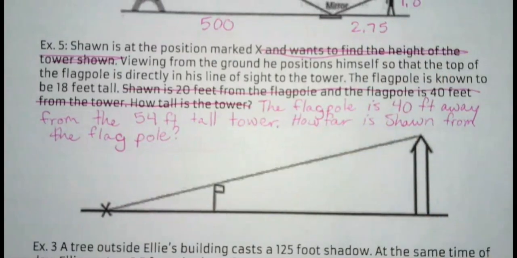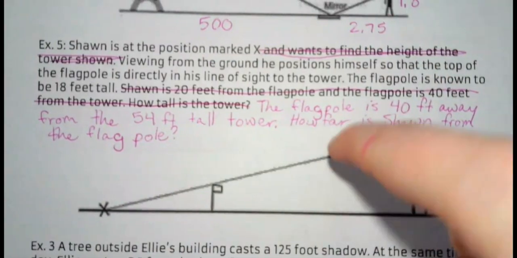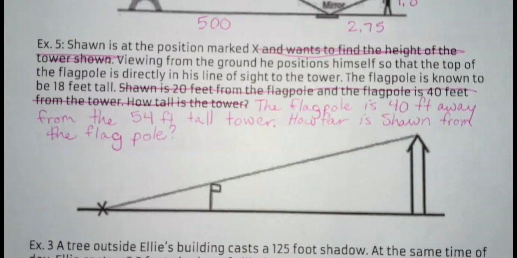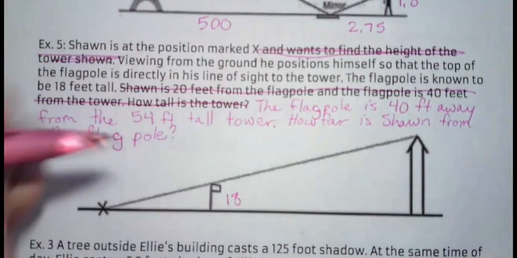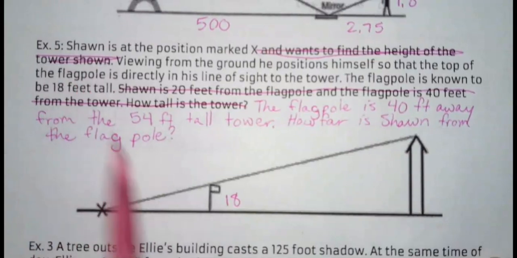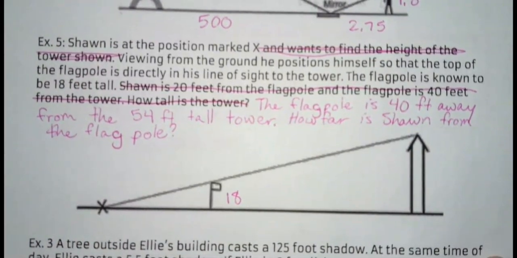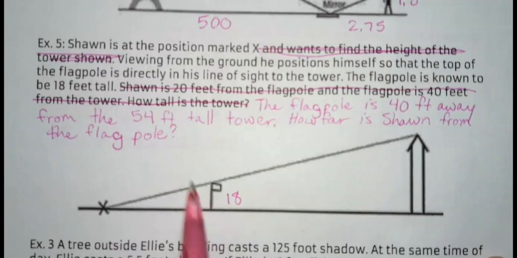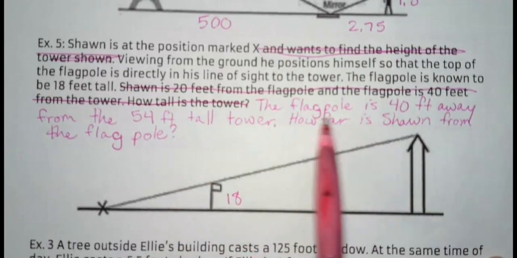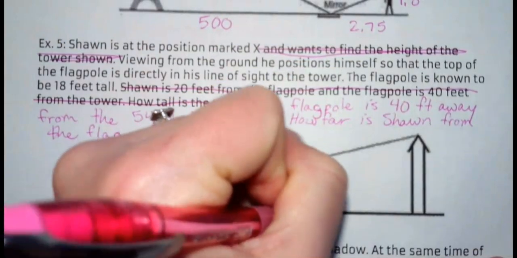All right, if you're watching this video, pause the video right now. I fixed some things in here because I wanted to change this question to look a little more like the ones you will see moving forward. But yeah, pause it, rewrite it. So I changed this. It says the flagpole is 18 feet tall, so that does not change. He does not want to find the length of the tower. He wants to figure out how far away from the flagpole he is. He knows that the flagpole is 18 feet tall. He knows that the flagpole is 40 feet away from the 54-foot tower.